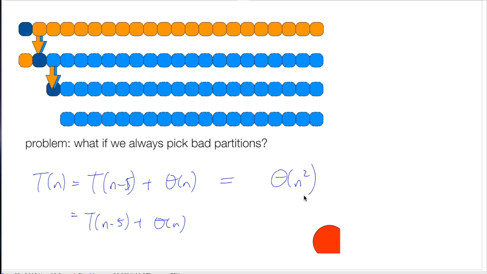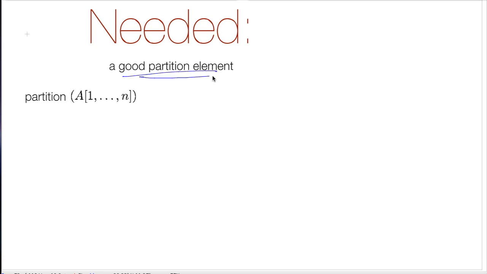So if we partition and we're always cutting off only a constant number of elements, we only cut off 1, sometimes 3, sometimes 5, sometimes 1 again. If we're always doing bad partitions, then our algorithm won't work. We need a better idea. We need a good partition element. What's a good partition element?